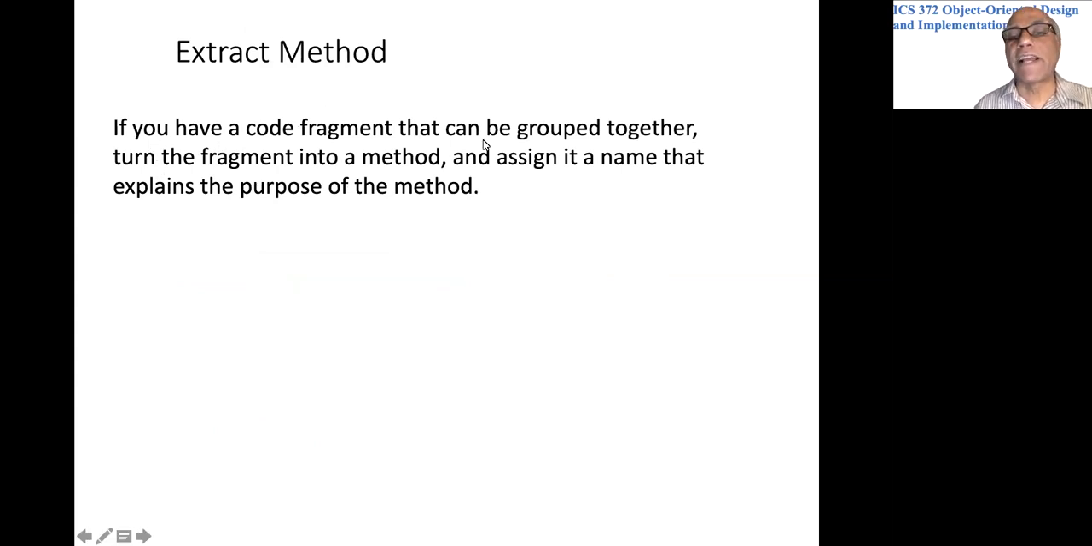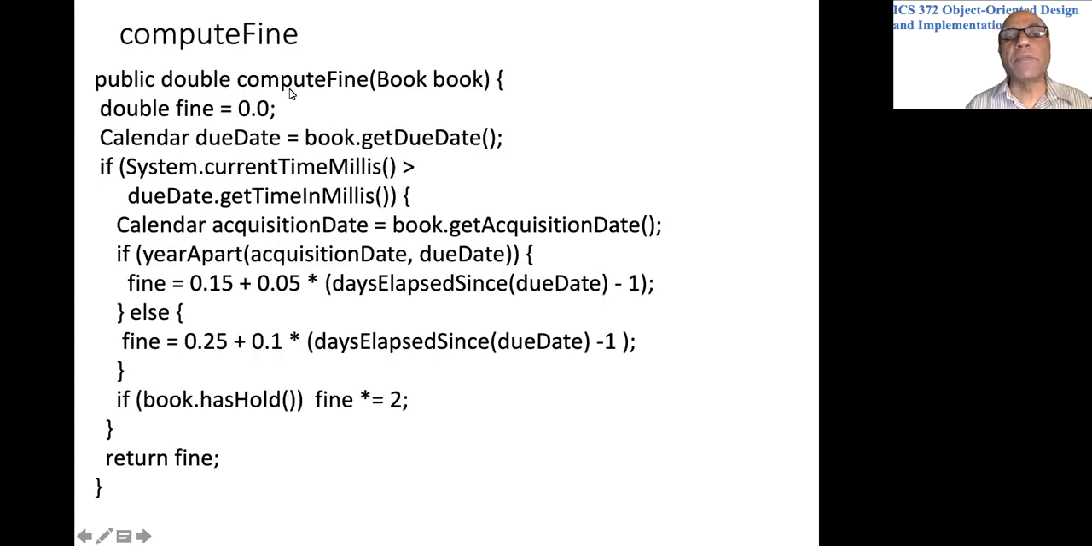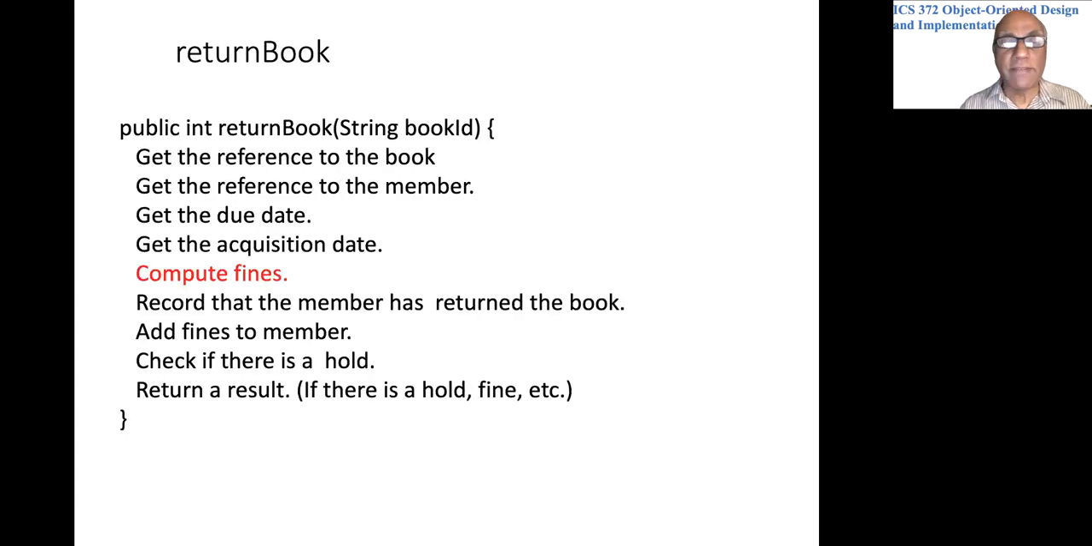If you have a code fragment that can be grouped together, that does one thing, and you think it doesn't quite belong in its functionality, it doesn't make things cohesive, you need to put that into a separate method, give it a name that explains the purpose of the method. So what we do is we create a method called compute fine.